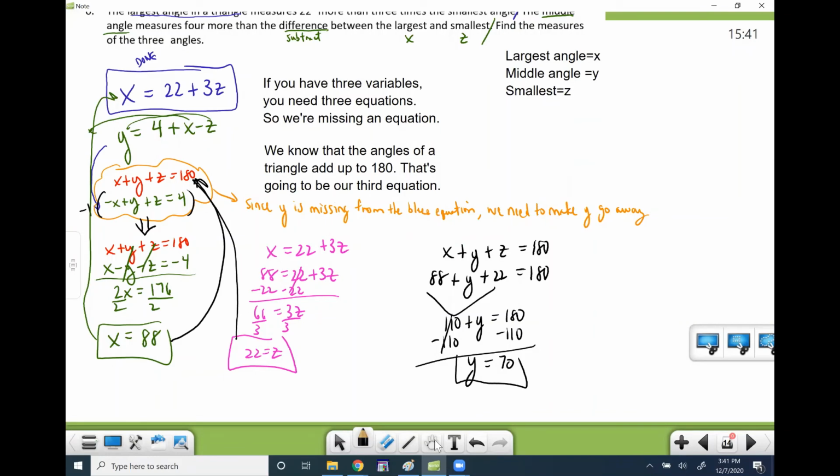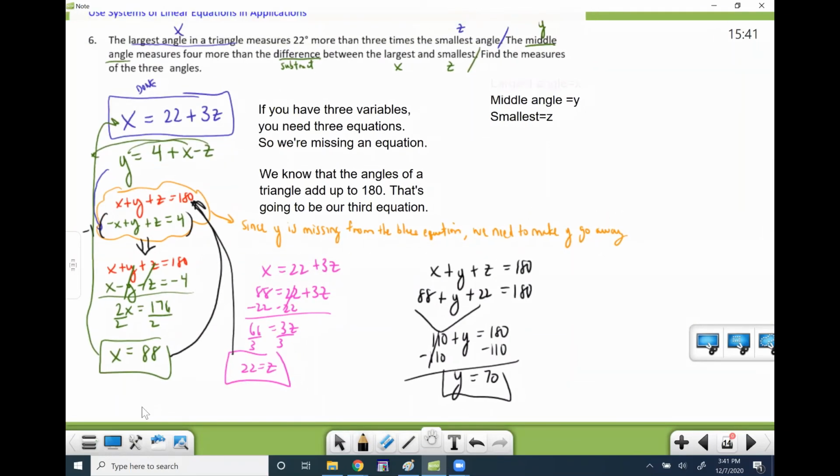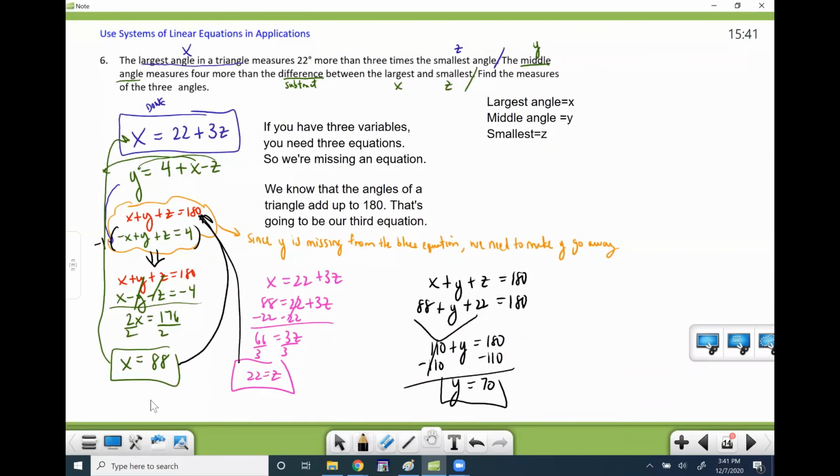Now, you can always check. They should add up to 180, right? So I just pull out my calculator, double check me, but I'm pretty sure it is. 88 plus 22 plus 70. Yep. And you could even check it by saying some of these other things too, like the largest angle, which for us is 88. Well, that's supposed to be 22 more than 3 times the smallest. Well, the smallest is 22. If you do 3 times 22, you get 66.